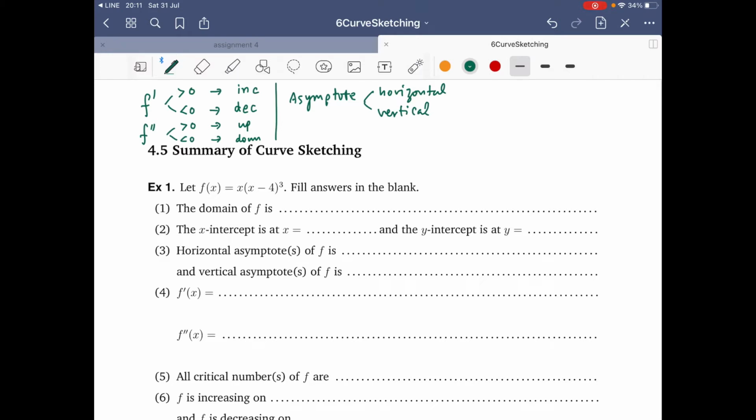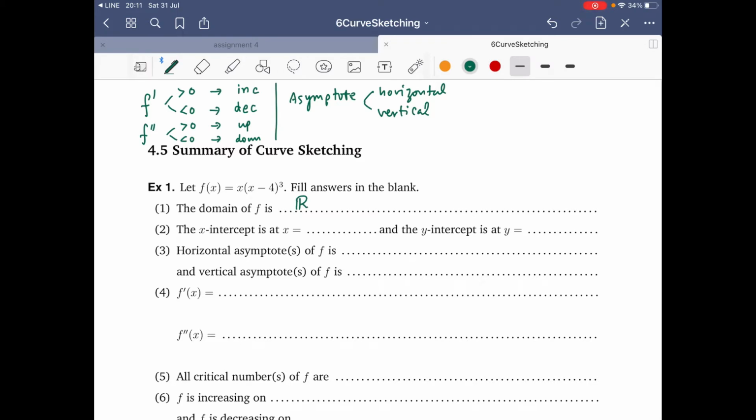The first one, you need to look for the domain of a function f, and this function is simply a polynomial. You see, this is x, this is like x cubed, so it is a polynomial, so it means that the domain of this kind of function is the whole real number.